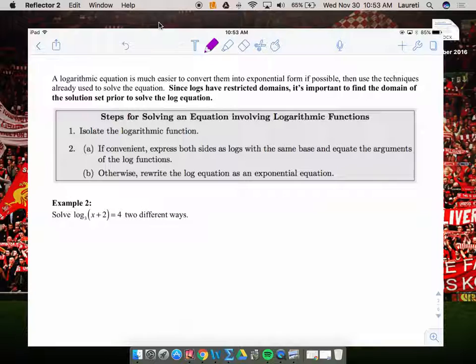So before we would just solve it out. We didn't really have to worry about what we were getting. For any equation that has a log in it, you do need to pay attention to your answer.